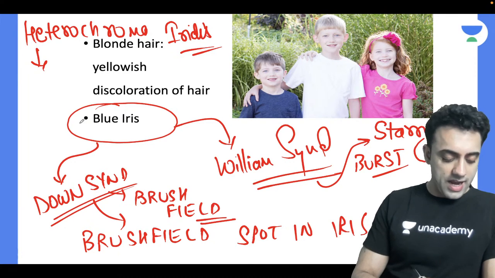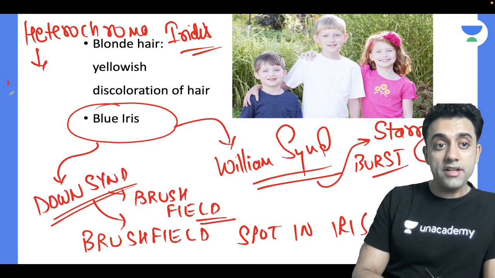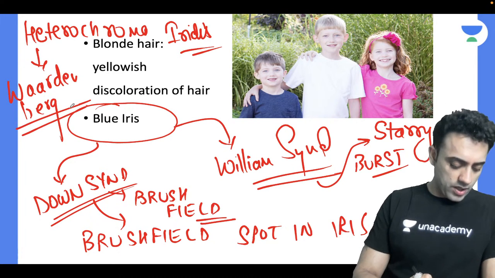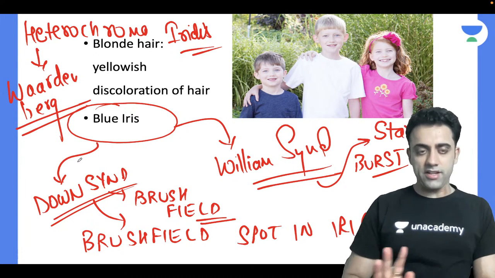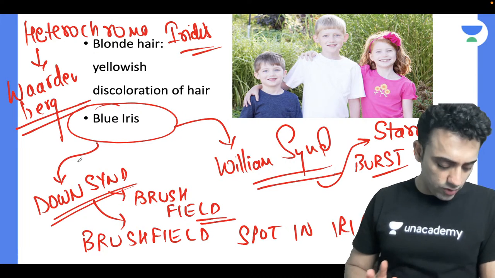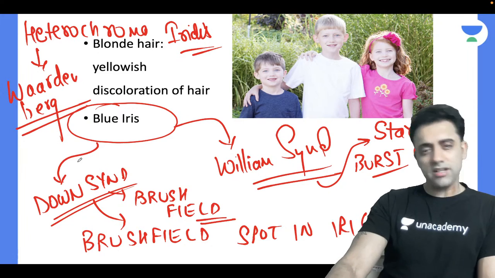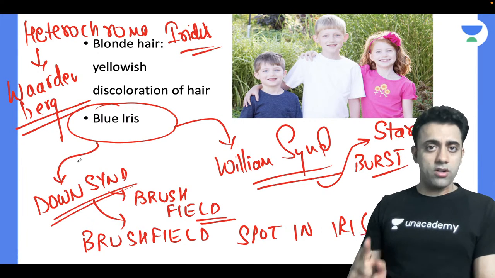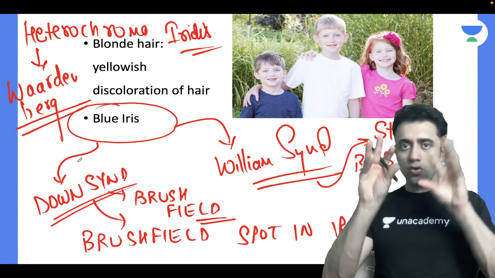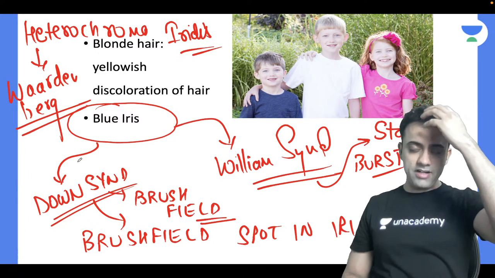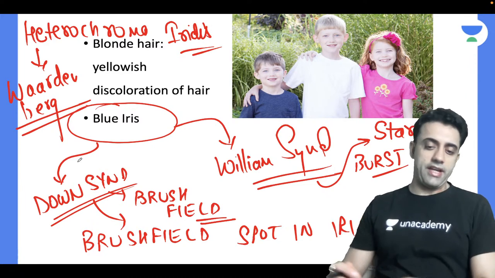So heterochromia iridis you will see in Waardenburg syndrome. Do you remember Waardenburg syndrome? Hostel warden, Waardenburg syndrome. Yes and no? Very good. So what are we studying now? I hope we have understood this part. Heterochromia iridis is seen in Waardenburg syndrome. What was the triad of Waardenburg syndrome? The triad was heterochromia iridis, a bunch of white hair in the front, and hearing loss.